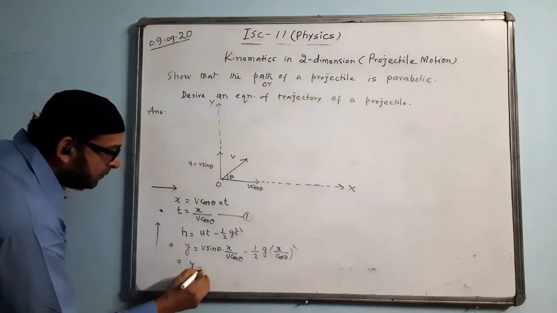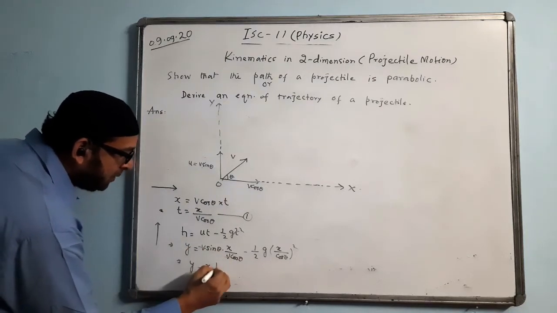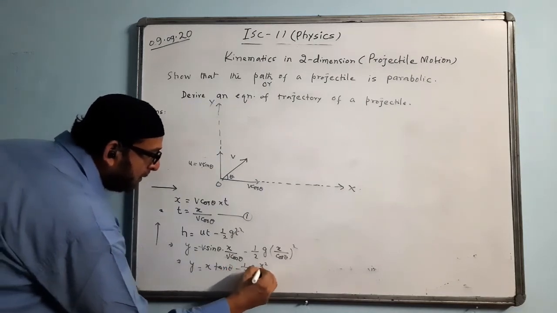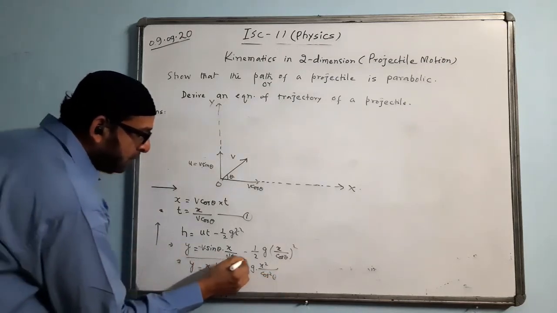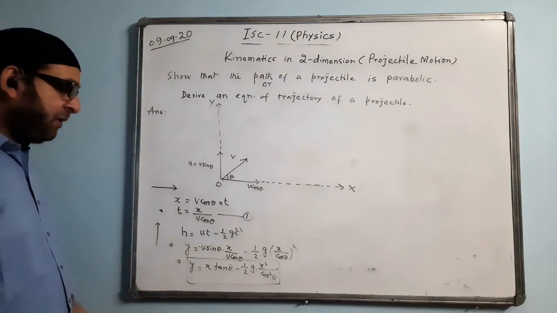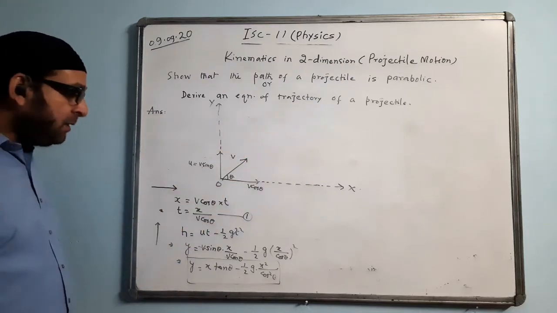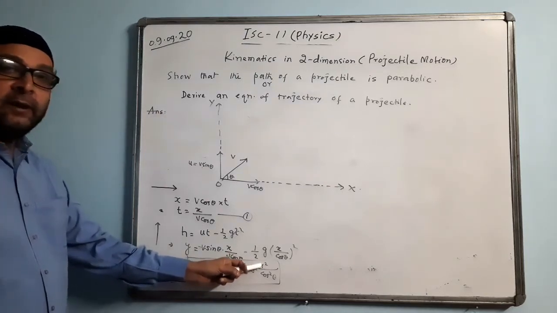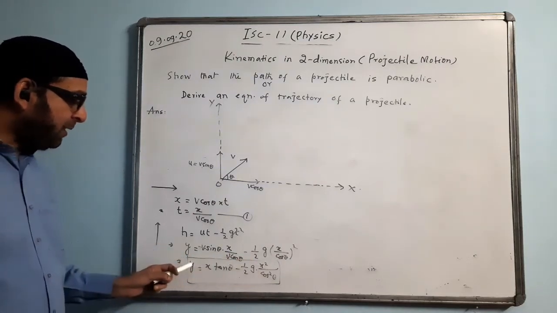We can write this as: x, v and v cancel, sin by cos becomes tan theta, minus half g x square by v square cos square theta. This equation is called the equation of trajectory of the projectile. In this equation you will find the variables y and x, where x is coming as a square. It is in the form of a quadratic, with x square and y here.